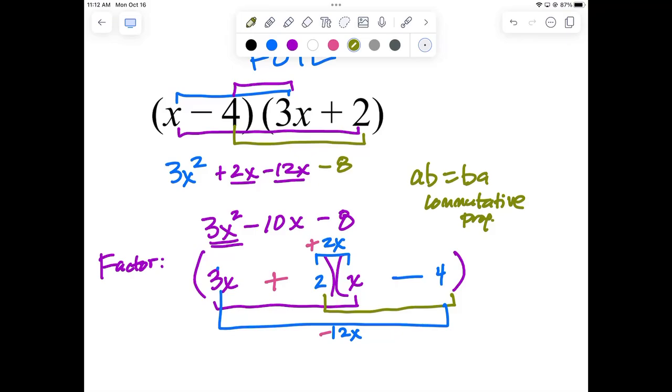Okay, so factoring is a little bit more involved than unfoiling, because you have to come up with the numbers where the O and the I add together to give you the middle term. But it's not that bad, is it?